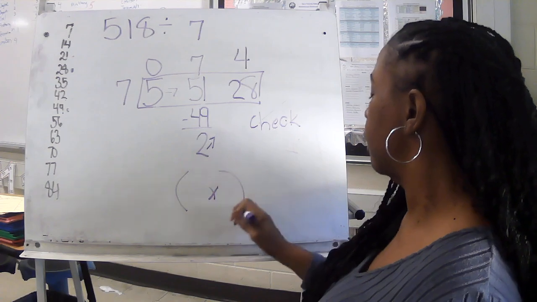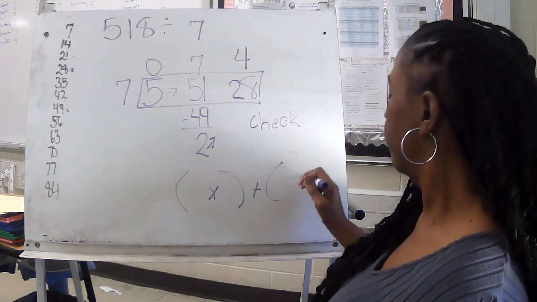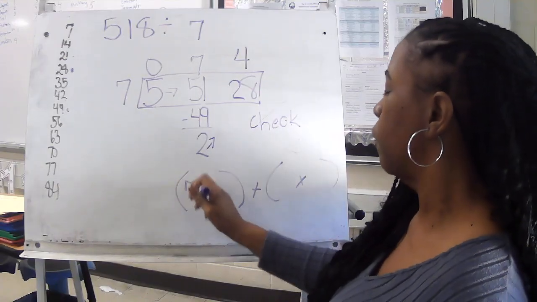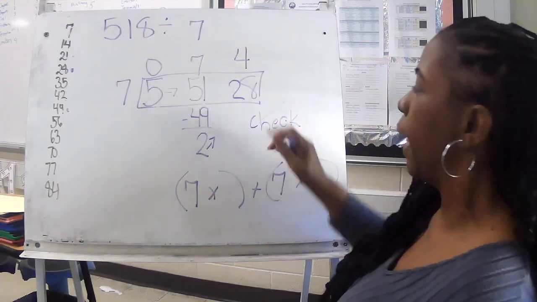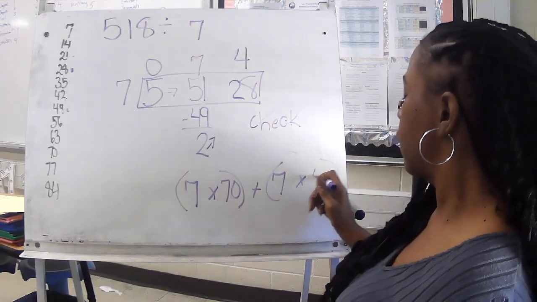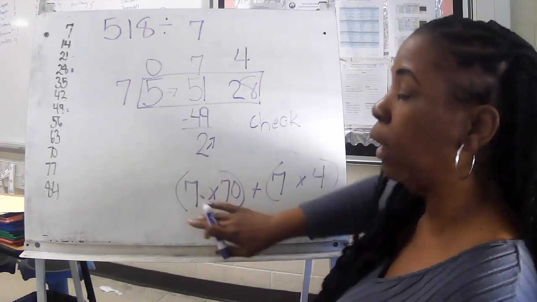Set of parentheses. Okay, what am I dividing by? That 7. So that's going to go first in each parenthesis. Now the expanded form for 74. That's 70. And this is 4. Okay, use your multiples if you need to.